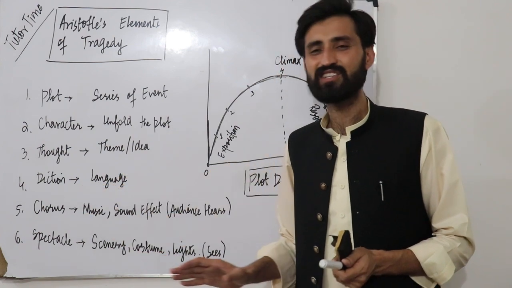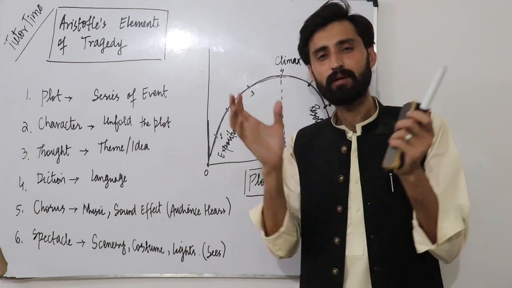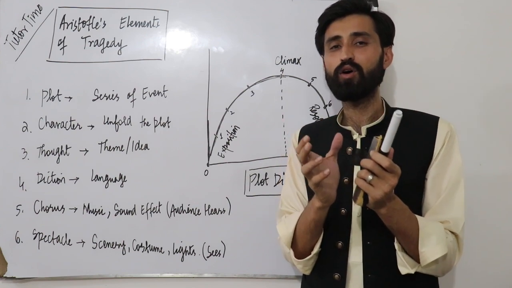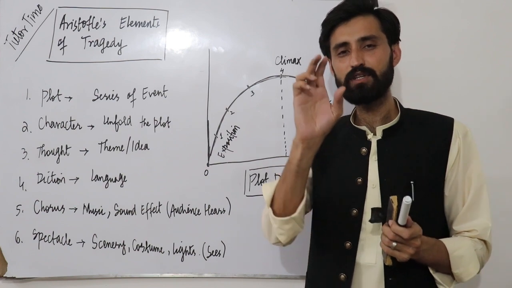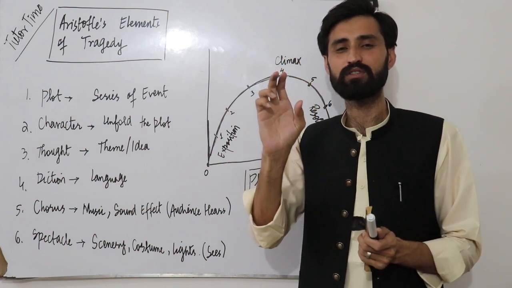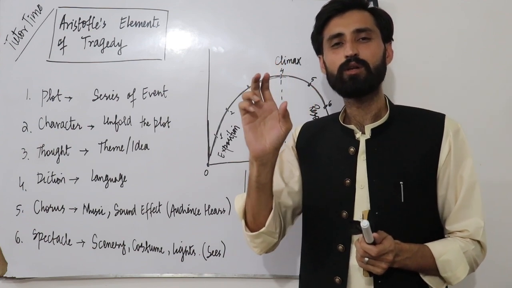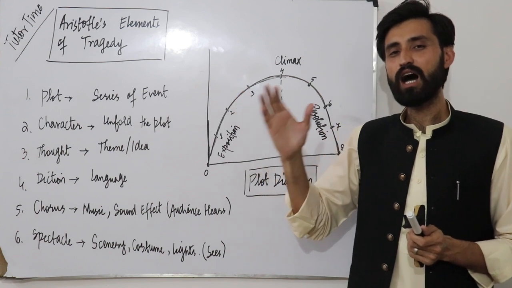The fourth thing is diction, meaning the language. Characters must communicate with each other through language. So there will be dialogues, monologues, soliloquies, etc. There will be the production of language, and through that language we get to know what is actually going on and how the story is proceeding further.